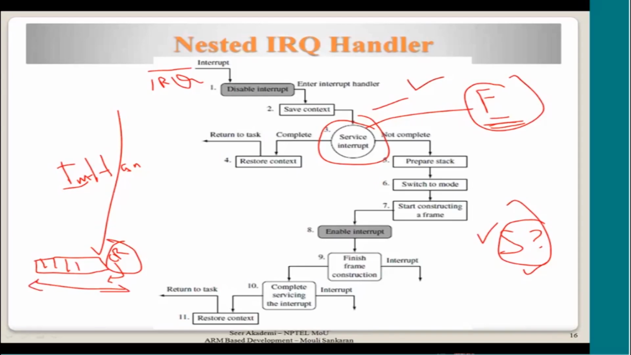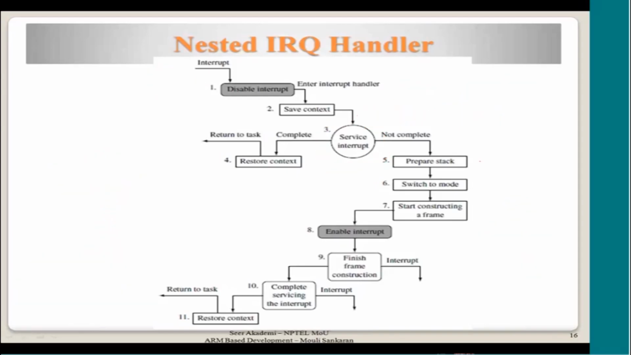So prepare the stack. Now, if the interrupt service routine is not complete, that means second level processing is required. Then it switches the mode from IRQ mode. I will show you in the next example. It moves to system mode, prepares a stack, and copies the values from the IRQ mode to that new mode. I will tell you why we are moving to another mode, and then enabling the interrupt. Once we enable the interrupt, that means one more IRQ interrupt can happen.